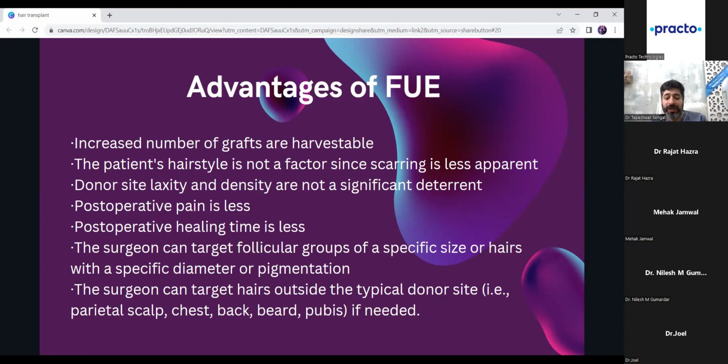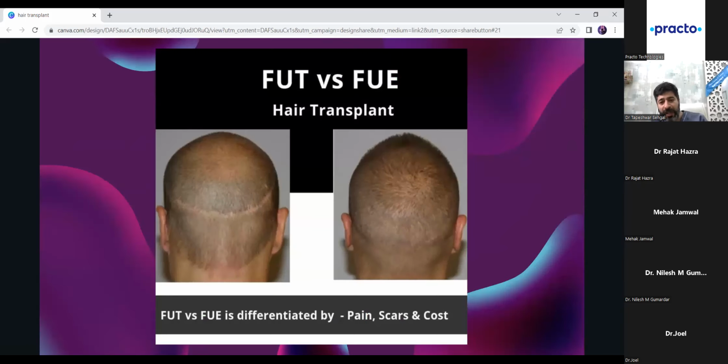We can always do a second, and I'll show you the second and third stage, and how good the results are. On the left, you see FUT. There is a scar that is hairless. The scar sometimes doesn't have hair. This shows when you get bald, so people don't like it. They get pointed out. On the right side is FUE. You can't make out if the grafts were taken.